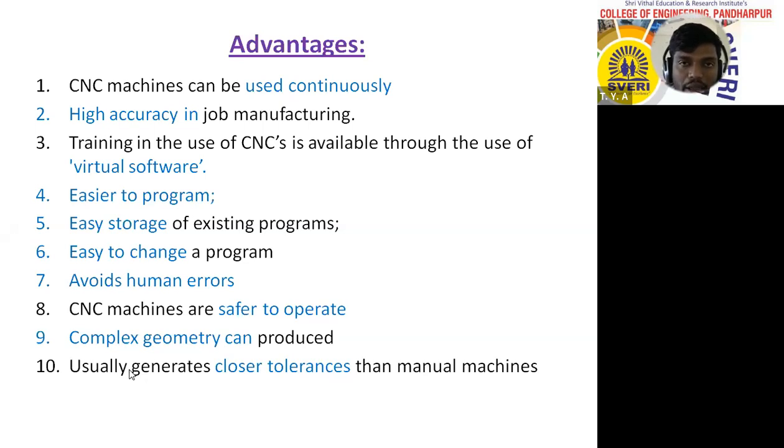Okay, CNC machines are safer to operate. In conventional manufacturing, we have to operate machines and do loading and unloading of raw parts and finished parts. At that time maybe injury can happen, but in the CNC machine there is no chance. 99% of the chance of injury will be reduced. Okay, complex geometry can be produced using these machines. We can create almost any complex part using this new technology.